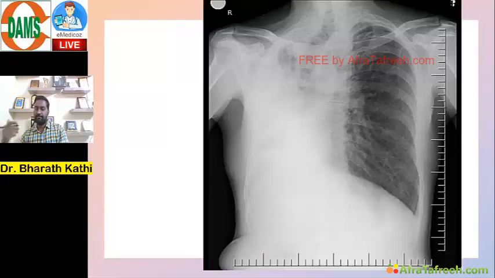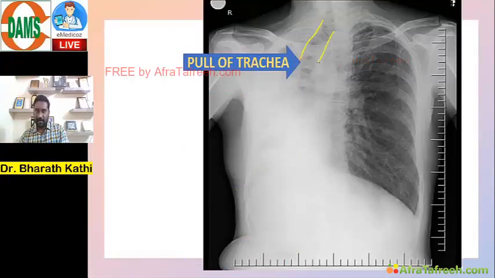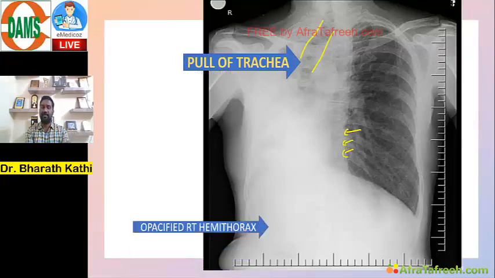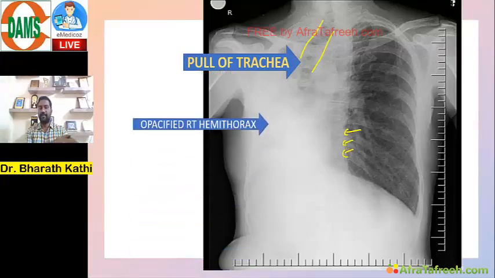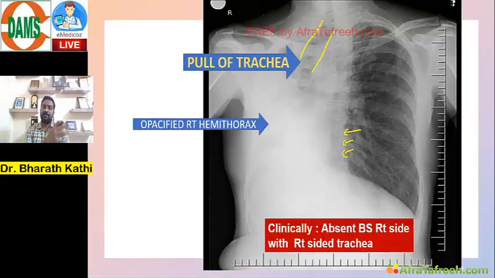In the same way, another straightforward question, you can notice a right-sided disease and see here the trachea is completely towards the right and you are not able to see any heart shadow in the left. Everything is pulled towards the right, opacified right hemithorax, and the clinical scenario, breath sounds are absent with shift of trachea towards the same side of the disease.